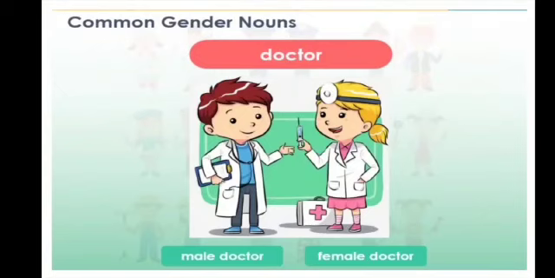So children, in this class we learnt about prefixes, nouns and the various types of nouns. Proper nouns, common nouns and collective nouns. We also learnt the gender of nouns. Masculine gender nouns, feminine gender nouns, neuter gender nouns and common gender nouns.